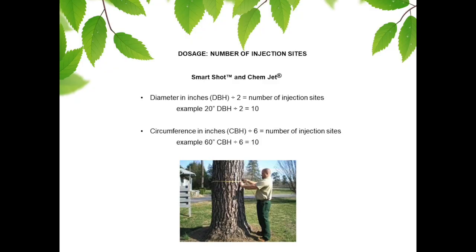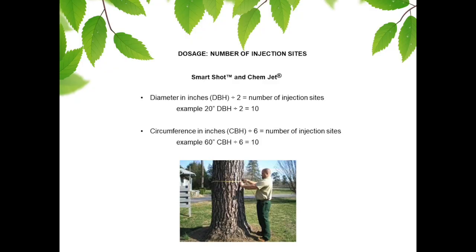As with capsules, the injection sites should be spaced 5 to 6 inches apart around the base of the tree. The guidelines discussed above for condition of the tree, location of wounds, multiple trunks, or other obstructions would remain the same. To determine the dosage, there are a couple of simple calculations needed. First, we will calculate the number of injection sites.